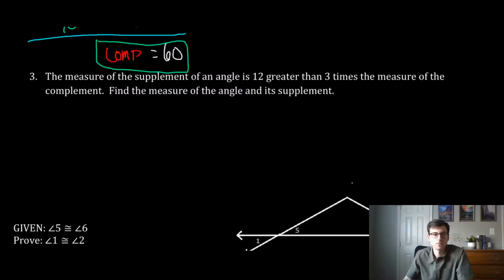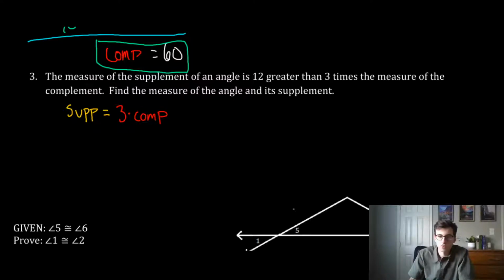Let's do number 3. The measure of the supplement of an angle is 12 greater than 3 times the measure of the complement. Find the measure of the angle and its supplement. Okay, so the measure of the supplement of an angle, what color did I use for supplement up there? Orange. The measure of the supplement is 12 greater than 3 times the complement. So 3 times the complement plus 12.